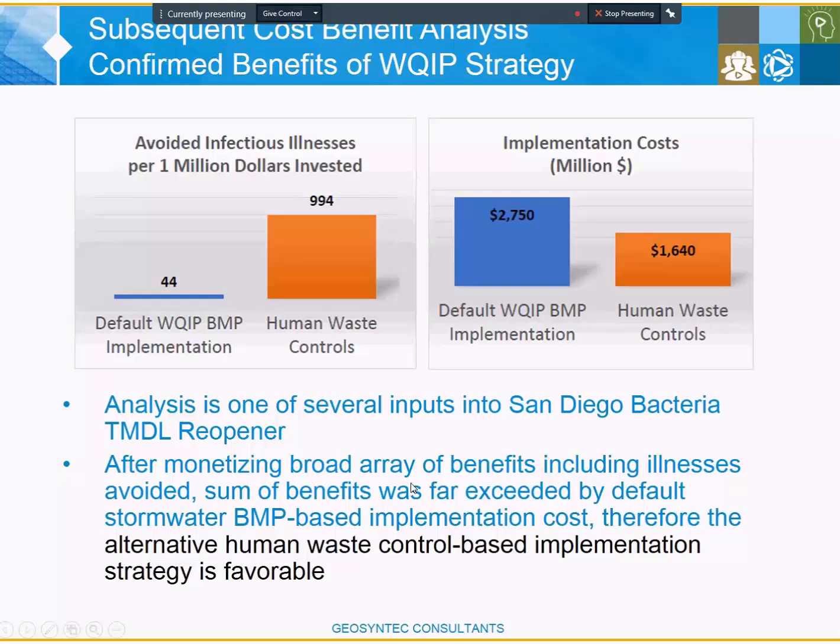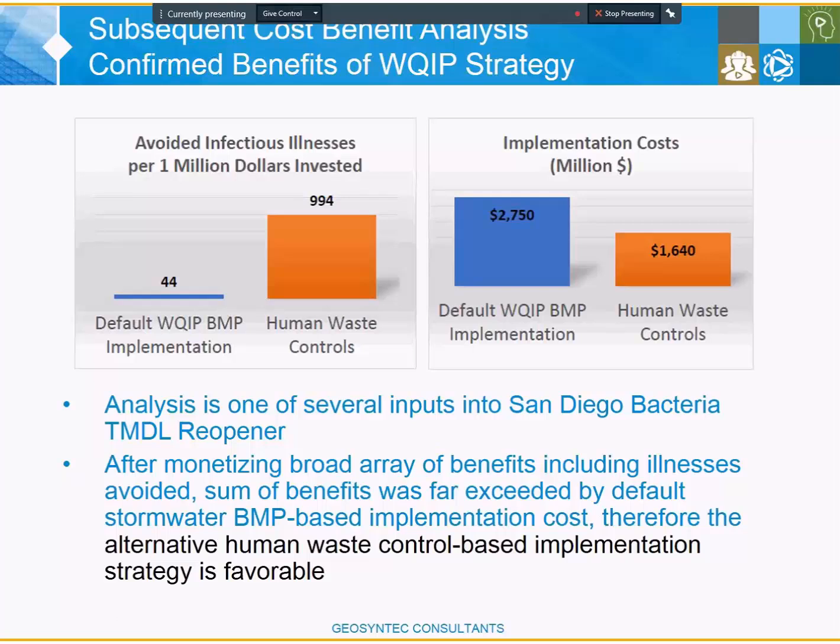And they monetize a broad array of benefits, societal benefits, economic issues, recreational benefits associated with keeping beaches clean, the tourism benefits associated. So it was really comprehensive at looking at the costs and benefits, the monetized benefits, including the illnesses avoided. And the sum, even after doing that, the sum of those benefits was far exceeded by the cost of implementing the conventional approach. So the alternative human waste control approach was found to be favorable. Again, I think that's confirmed by people's intuition.